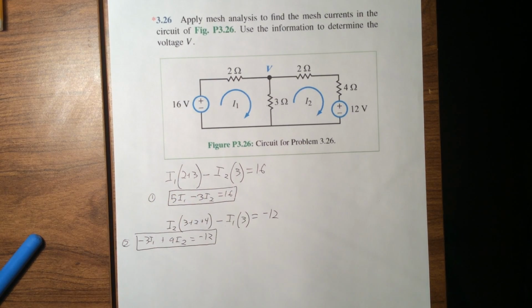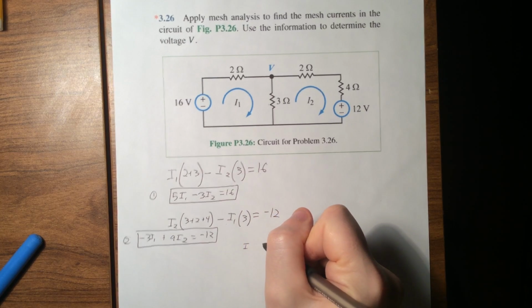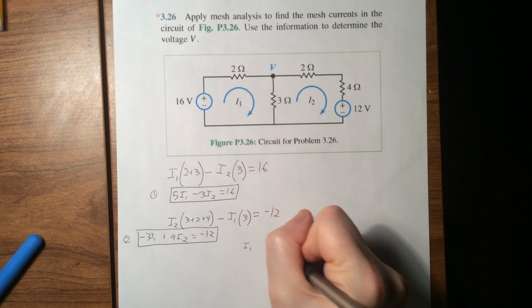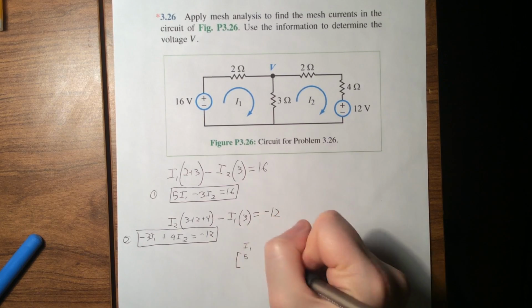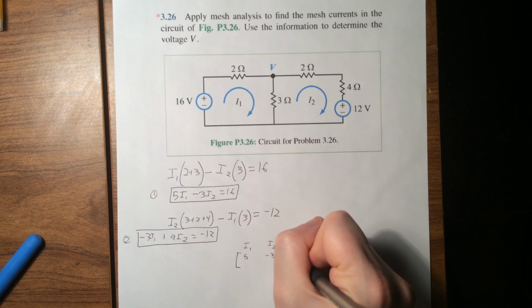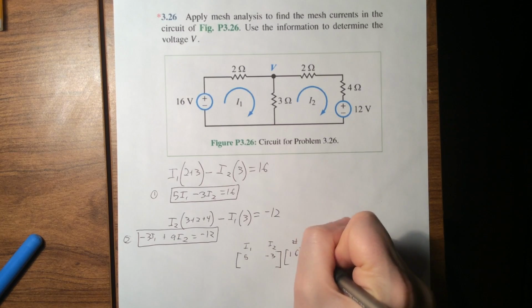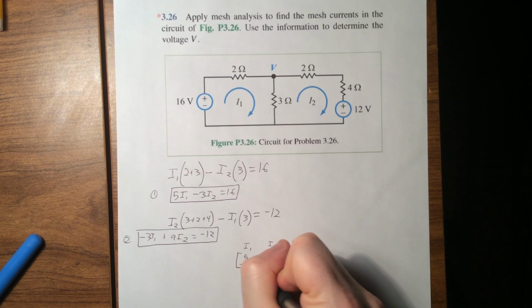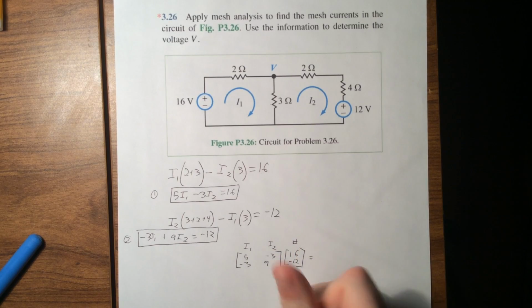Two equations, two unknowns. Now we solve. We make our little matrix. Let's see if we get this I1, I2 number. This is going to be 5, minus 3, 16. And this one's going to be minus 3, 9, minus 12. I1 is going to equal 3, I2 equals 1/3. There we go.